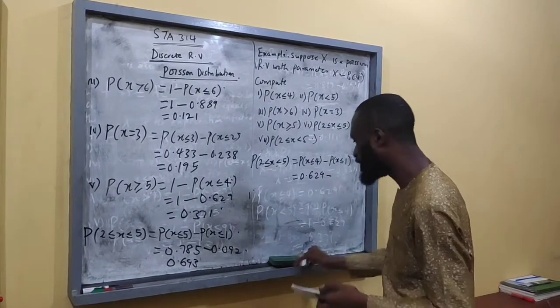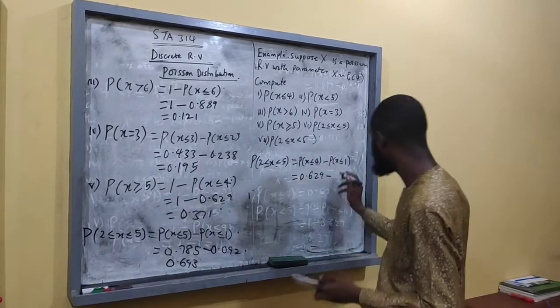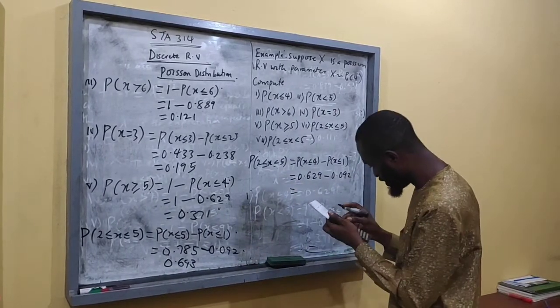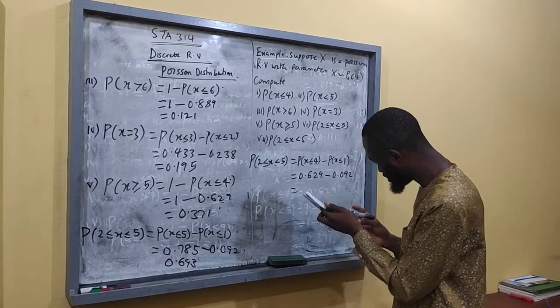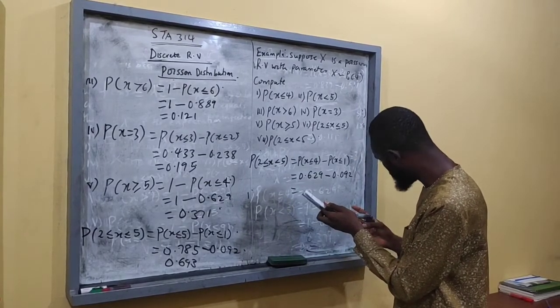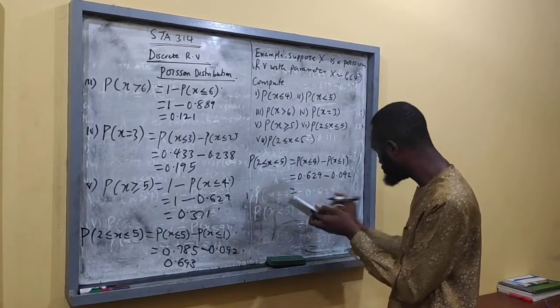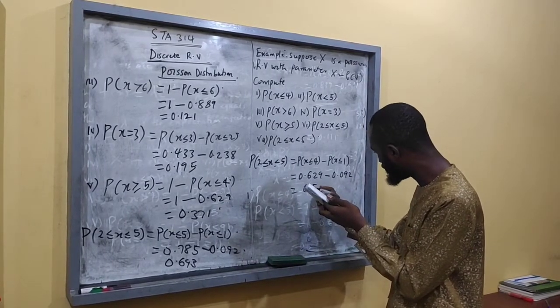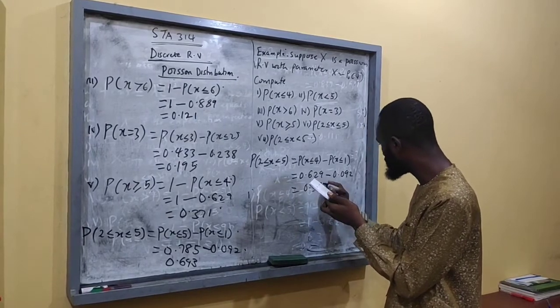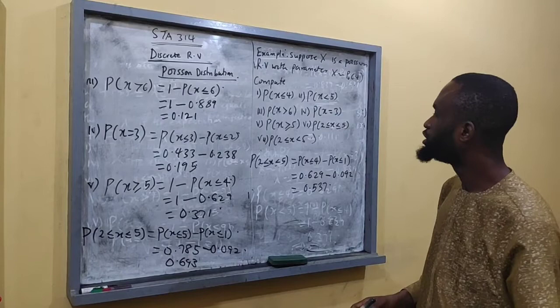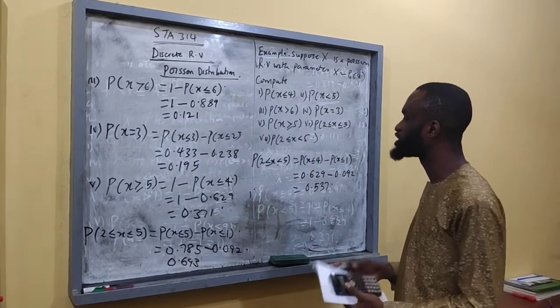0.629 minus probability of x less than or equal to 1 is 0.092. Then if I press my calculator, I will add 0.629 minus 0.092, and that will give me 0.537. That is the solution to the question on Poisson distribution.